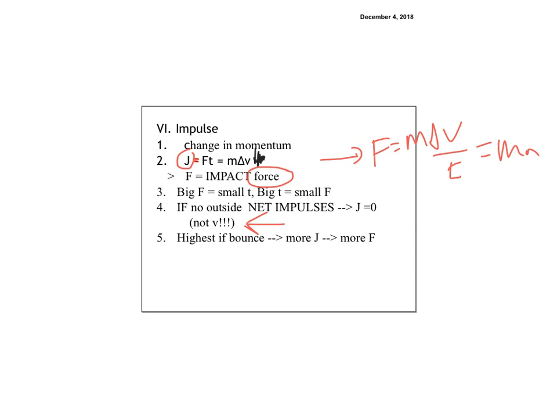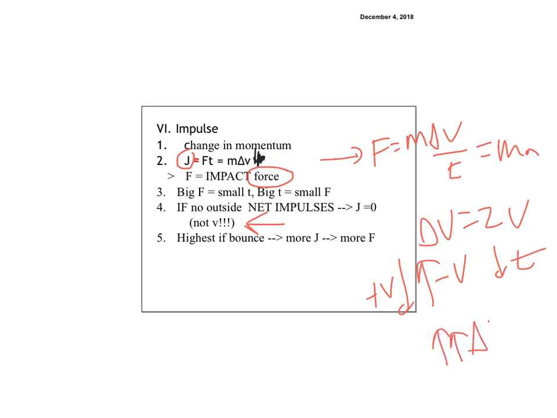Impulse is the highest if it bounces, because now it's going down with a positive v, goes up with a negative v, so your delta v is equal to 2v, and then it has a very small time, and so you have a big change in velocity over a small time. So this gives me a huge impulse. Yeah.